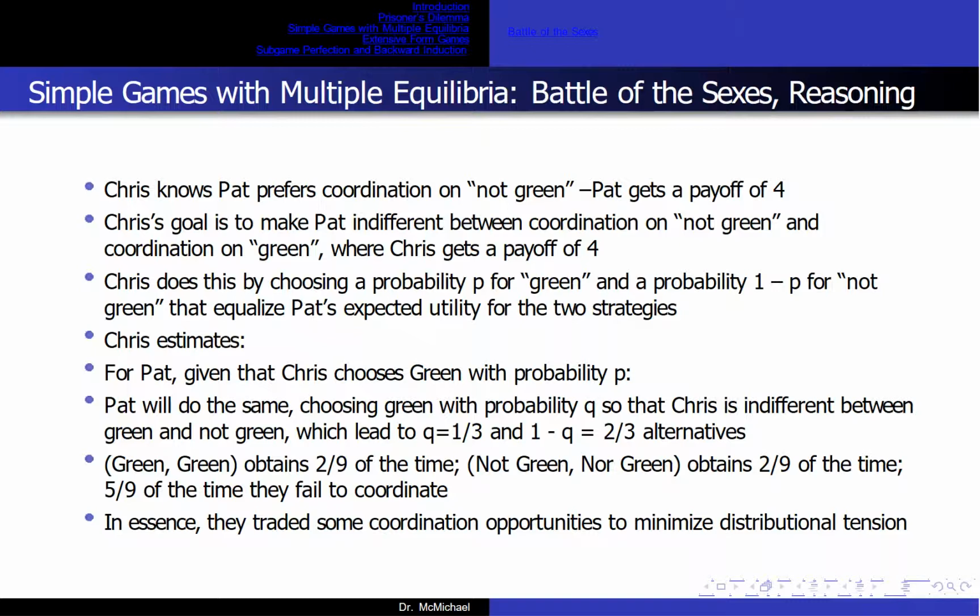Green happens 2 out of 9 of the times. Not green obtains 2 out of 9 times, and 5 out of 9 of the time they fail to coordinate. In essence, they traded some coordination opportunities to minimize distributional tension.